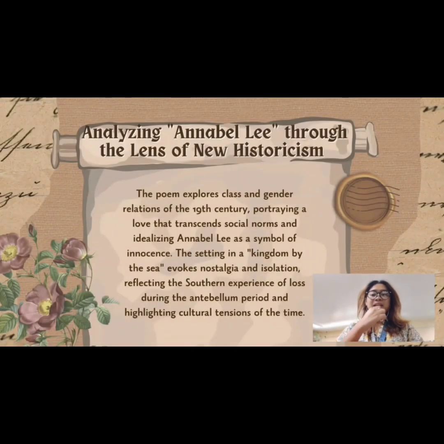Now, analyzing Annabel Lee through the lens of new historicism, one analysis of this is that the poem explores class and gender relations of the 19th century, portraying a love that transcends social norms and idealizing Annabel Lee as a symbol of innocence. Now, the setting, which is the Kingdom by the Sea, invokes nostalgia and isolation, which also reflects the Southern experience of loss during the antebellum period and highlights cultural tensions of the time.